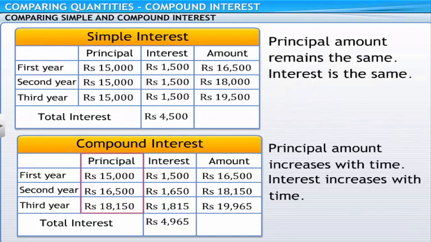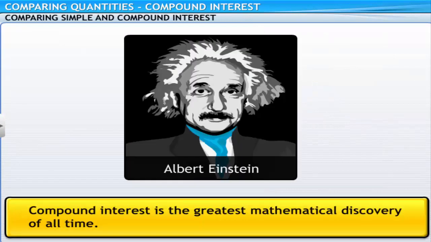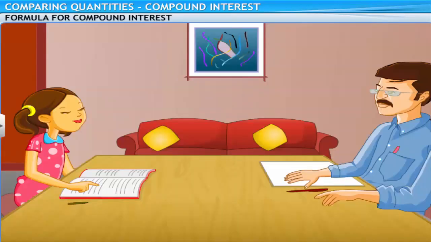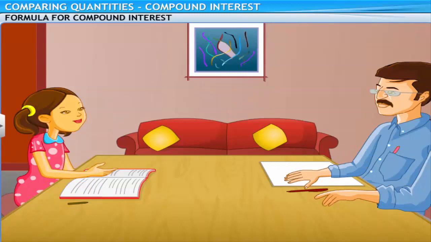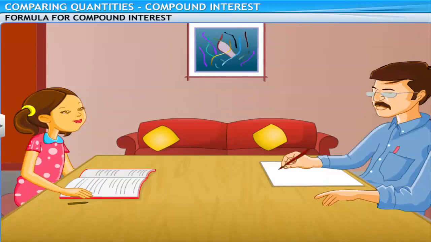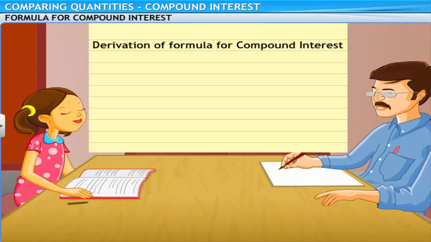This means interest is not only earned on the principal, but also on the interest of the previous time periods. The interest is earning more interest. Wonderful, isn't it? Albert Einstein called compound interest the greatest mathematical discovery of all time. What if you have to compute compound interest for a longer time period, say about 10 or 15 years? It will be quite tedious and time-consuming. Correct. That's why there is a formula to calculate compound interest.